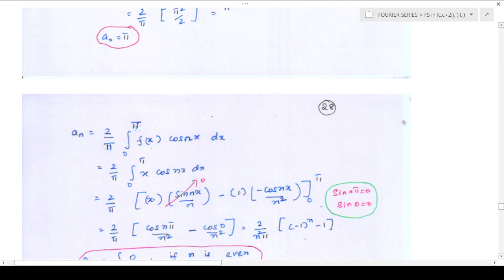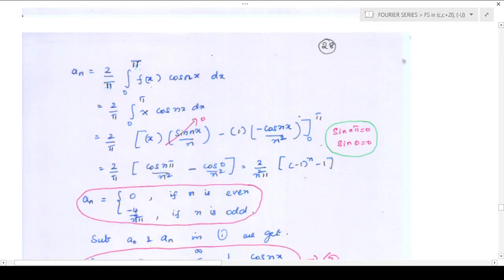UV, 2 pairs of bracket. If it is x, 2 pairs of bracket. X square, 3 pairs of bracket. X cube, 4 pairs of bracket. That's it. So now x, differentiate x, it is 1. Cos n x, sin n x by n, integration is. Again integrate, minus cos n x by n square. The sine will be vanishing for pi and 0. If you substitute pi and 0, it will be sin n pi, sin 0. So it is 0. Apply the limit for this. You will be getting like this.